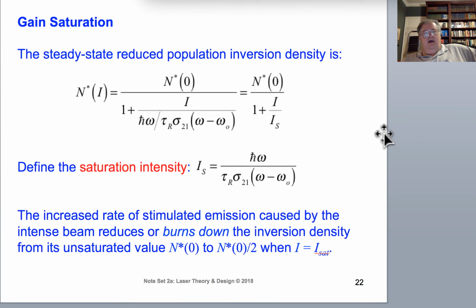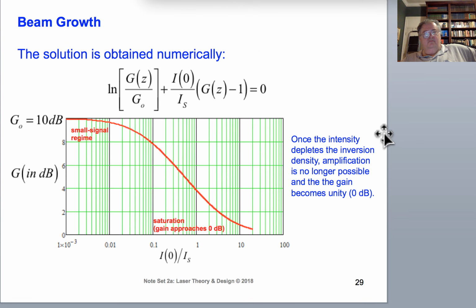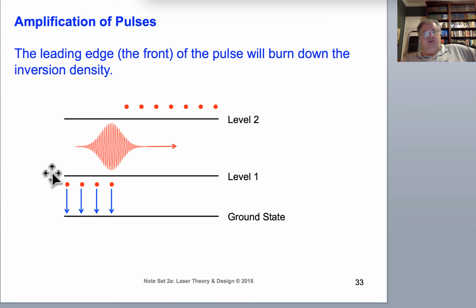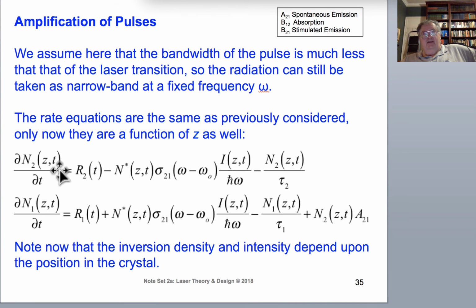But now I'm going to realize that they're not just a function of time, they also vary in space. N is a function of z and t. And again, this picture captures why that is. Here's the pulse traveling through the slab of atoms. It's traveling in time, it's a function of time, but it's burning down the inversion density in space as it goes.